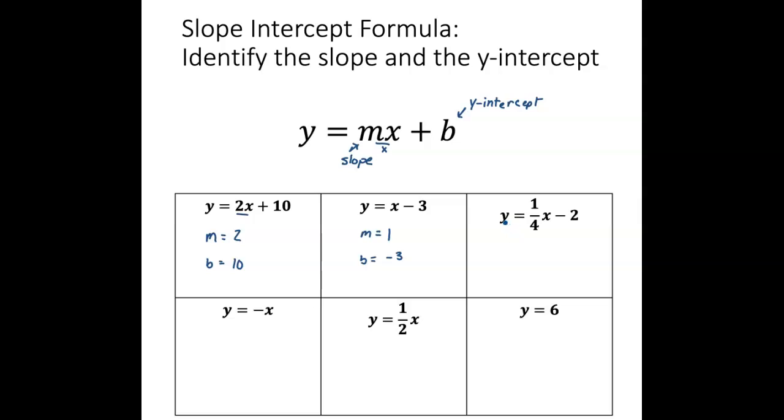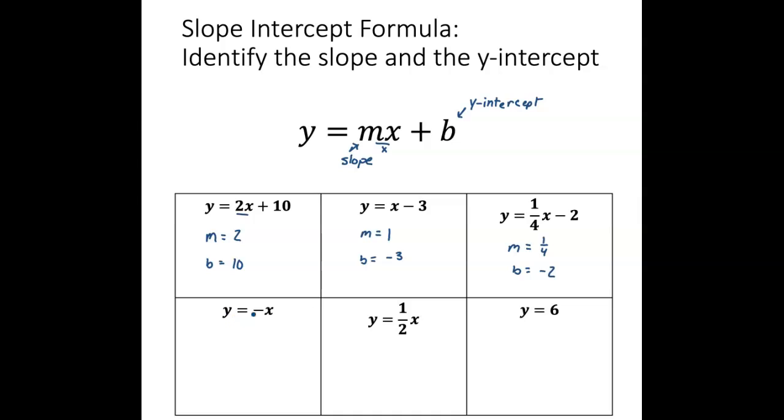Next equation up. Y equals 1/4 x minus 2. That does say y equals, so that's great. That means we're already in our slope-intercept form. What is my slope? Yeah, my slope is 1/4. What is my b? What is the constant? There's that 2. What type of 2? -2. So my slope is 1/4. My y-intercept is -2.